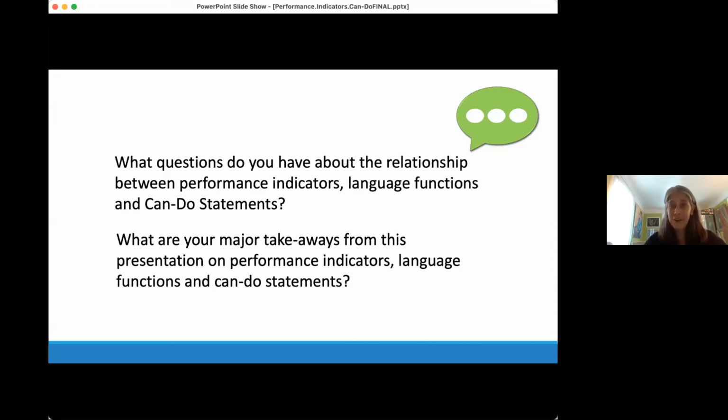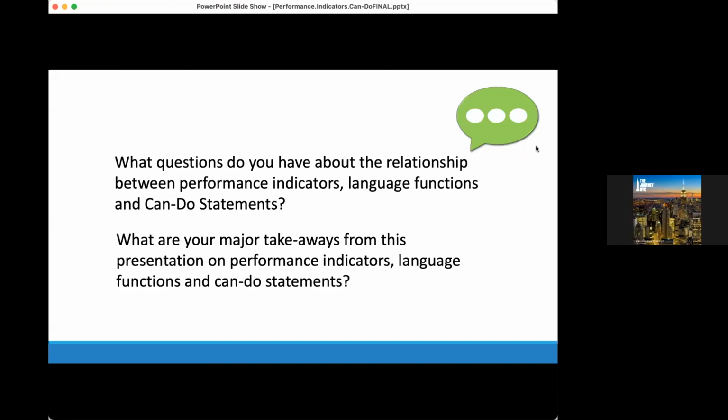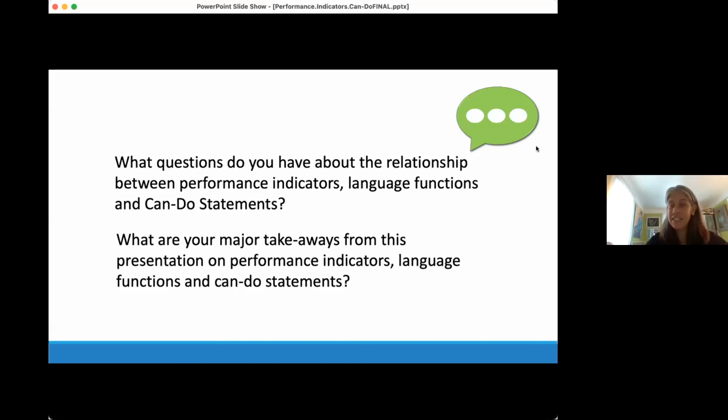So lots of talk in the chat about CanDo statements. I recommend to everyone just have a look at all the different recommendations and suggestions about how to incorporate CanDo statements into your daily teaching. And lots of good conversation around differentiation as well. Oh my goodness, so many questions and comments.